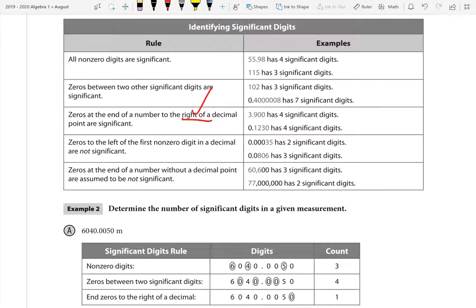So yeah, and then zeros at the end of a number without a decimal point are assumed to be not significant. So here you can see your significant digits, and then the ones to the right, but without a decimal, are non-significant. So to the right with a decimal, significant. To the right without a decimal, not significant. Strange stuff, really. But yeah, those are the rules.